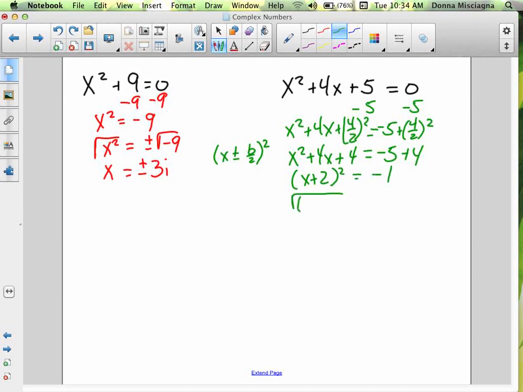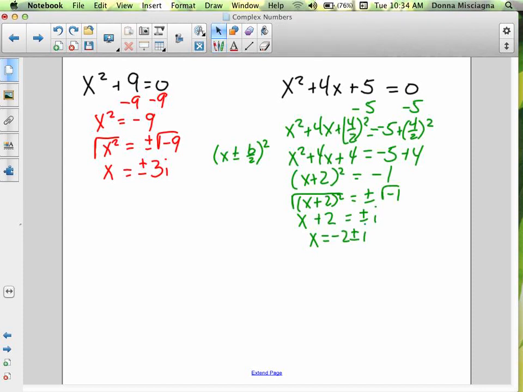Now we can just take square root of both sides. Square and square root cancel, so this is going to be x plus 2 equals, and the square root of negative 1 is i. All we have to do is subtract 2 from both sides, so x is negative 2 plus or minus i. And that's all there is to that one.